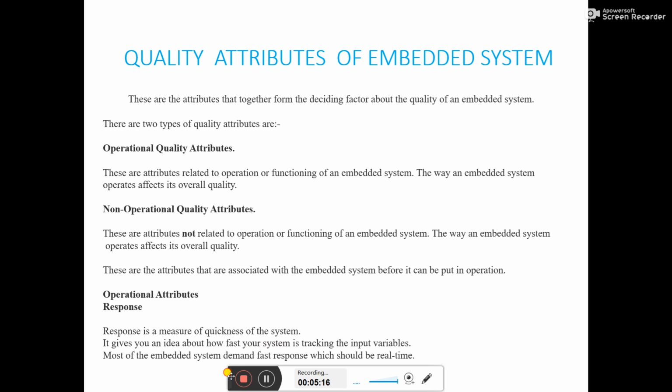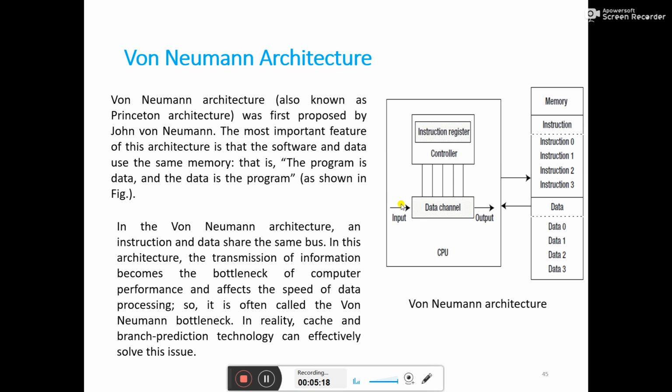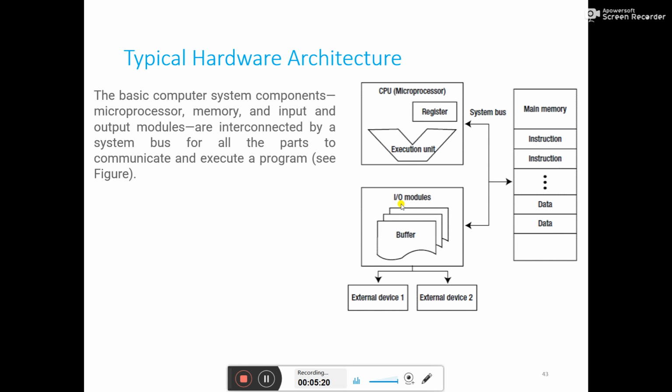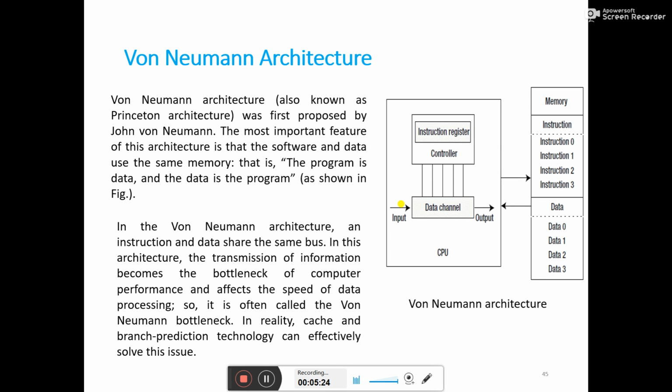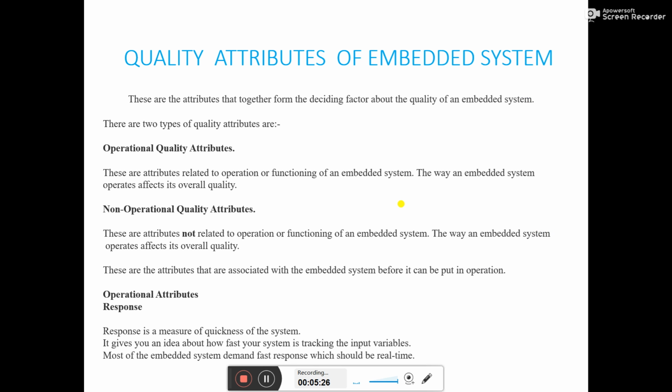Okay, so this is all about the typical hardware architectures of the embedded system. Now let's discuss the quality attributes of the embedded system. There are two types of quality attributes: operational quality attributes and non-operational quality attributes.